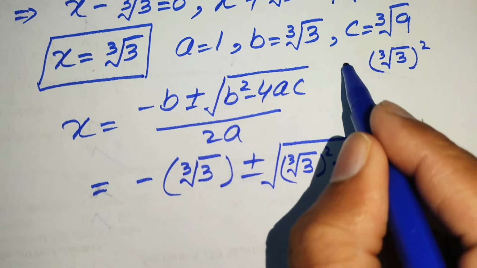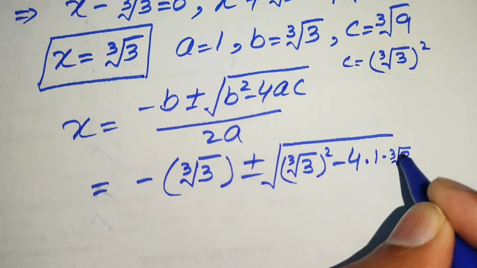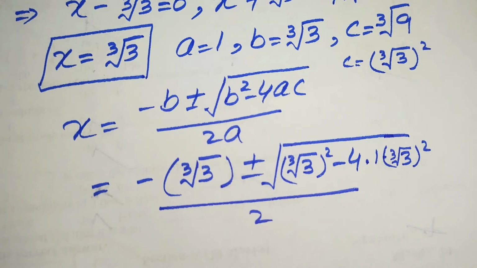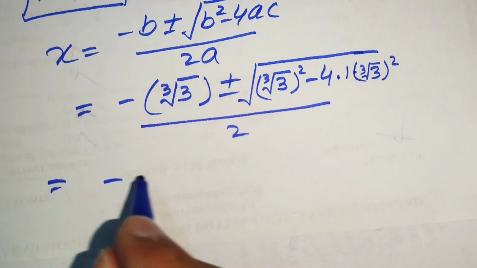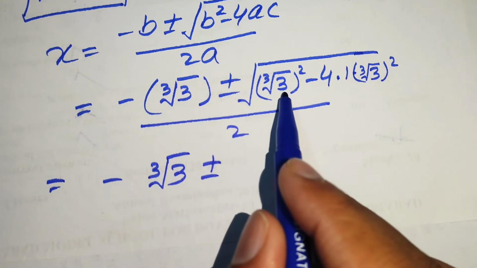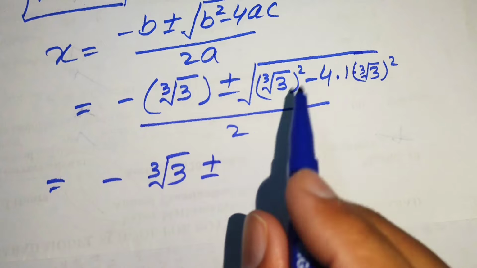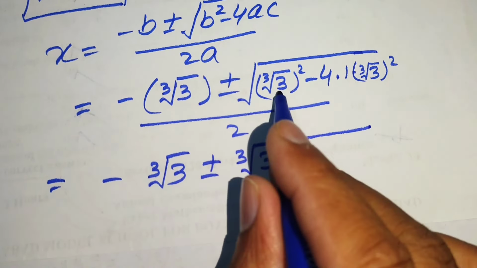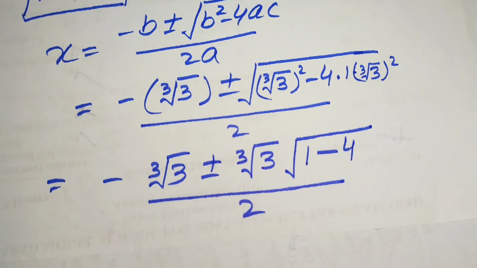Okay, so we just substitute our c equals cube root of 3 squared. So you get here cube root of 3 and its whole square, divided by 2. Okay, so here we need to simplify this equation, and we write it as minus cube root of 3 plus minus. Here we take common cube root of 3 square, and when you take common cube root of 3 square, so these 2 and square root are gone, and you get cube root of 3 and square root of, here you get 1 minus 4, and it is divided by 2.